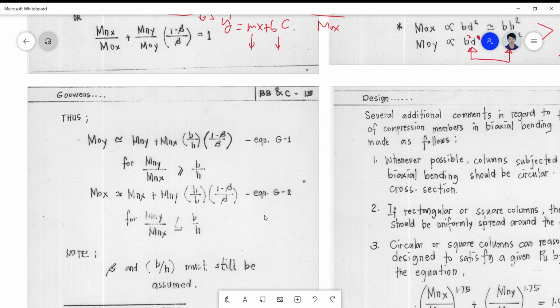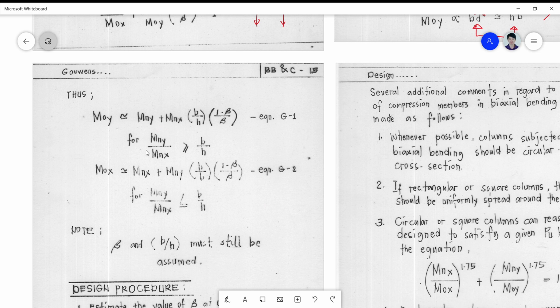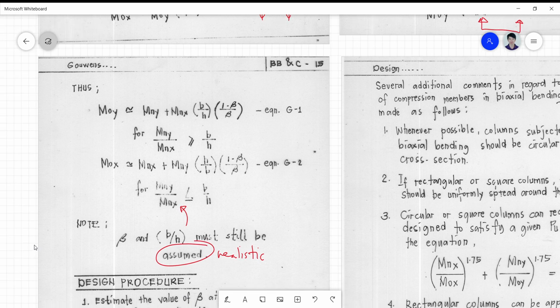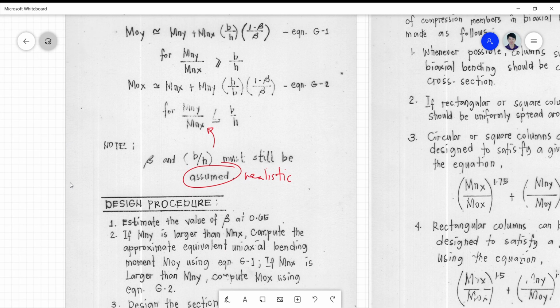Okay, thus MOY is given by this, and MOX is given by this for MNY over MNX greater, and this for MNY over MNX less than. So, ito yung nasa taas kanina. No? Note that beta and B over H must still be assumed. It is assumed, but it can actually be related to this. So, it's still an assumption, but it is more realistic. Hindi yung assumption na walang basihan, no? So, mahirap kasi yun eh. Pag ganun, parang fantastic yung design mo kung minsan, di mo alam kung tumatama ka o hindi, no?